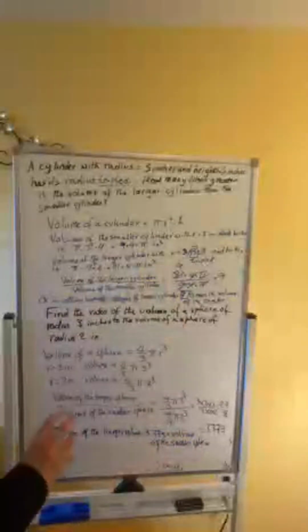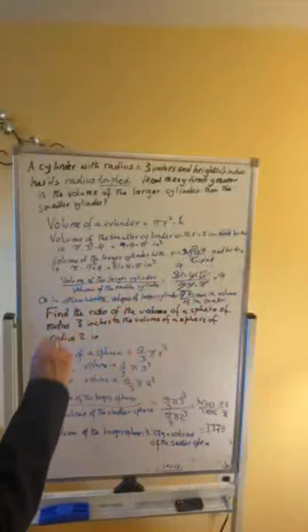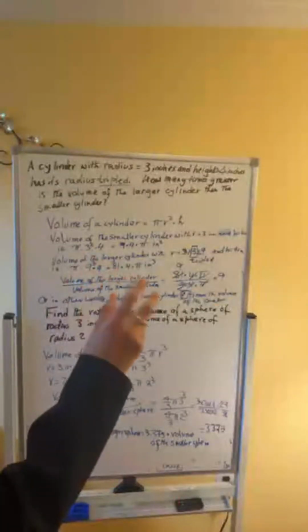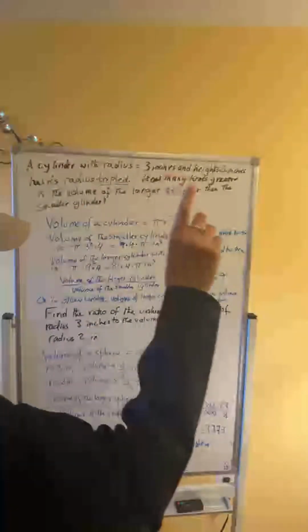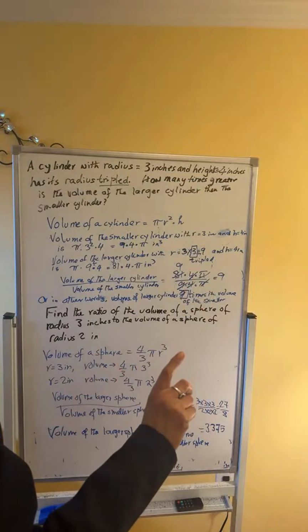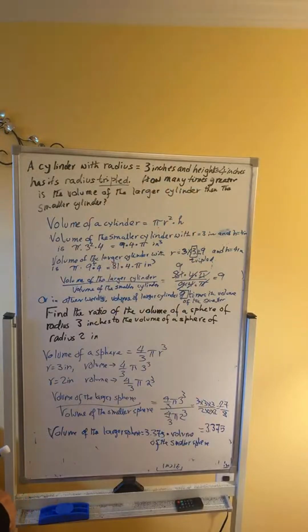Okay? So both of the problems are the same. We are taking the ratio of a larger volume divided by a smaller volume. Okay? Everything cancels out except the radius terms. In the case of the cylinders, it is the square, pi r squared. So it's the ratio of the larger radius squared divided by the smaller radius squared. And for the sphere, it is the larger radius cubed divided by the smaller radius cubed.